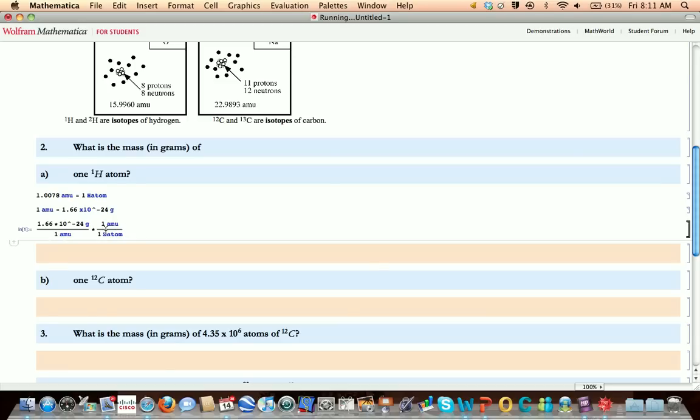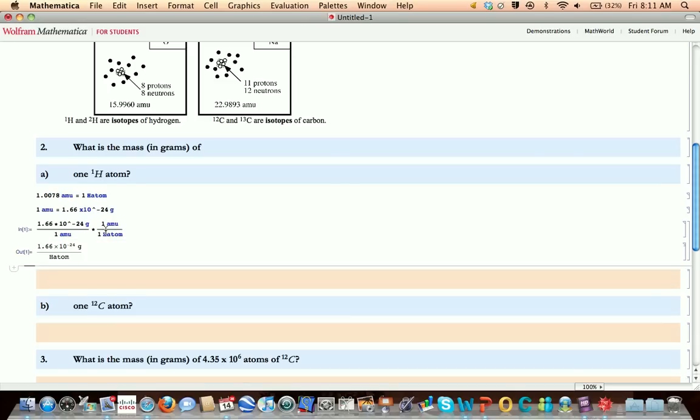Let's see if Mathematica likes me. So what it did is it took this number, and I'm sorry, it wasn't 1 AMU. Let's go back and fix that up. 1.0078 AMU is 1 hydrogen atom. So let's see if I can get this to recalibrate for me. There it is, and there's our final answer. It says that a hydrogen atom has this mass, not in AMU, but in grams.